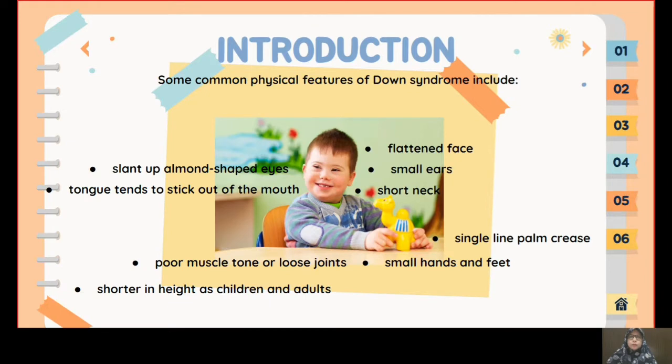These are some common physical features of Down syndrome. They have a flattened face, small ears, short neck, single line palm crease, and small hands and feet. They have slanted up almond-shaped eyes. Their tongue tends to stick out of the mouth. They have poor muscle tone or loose joints, and they are shorter in height as children and adults.